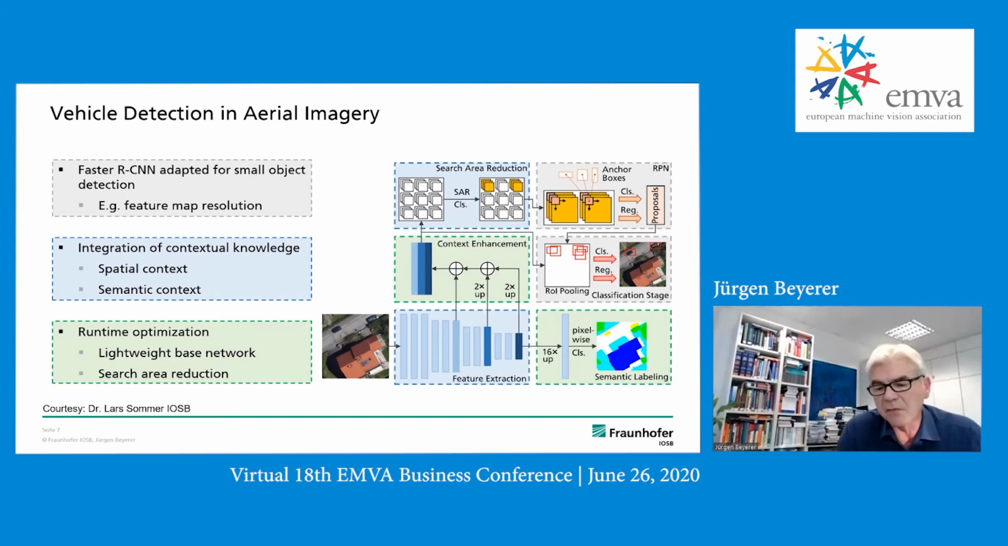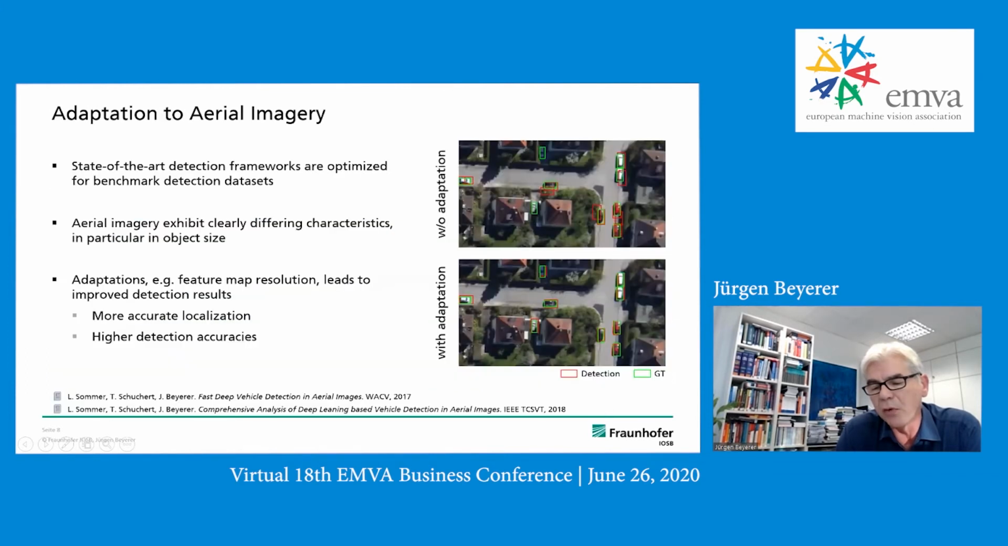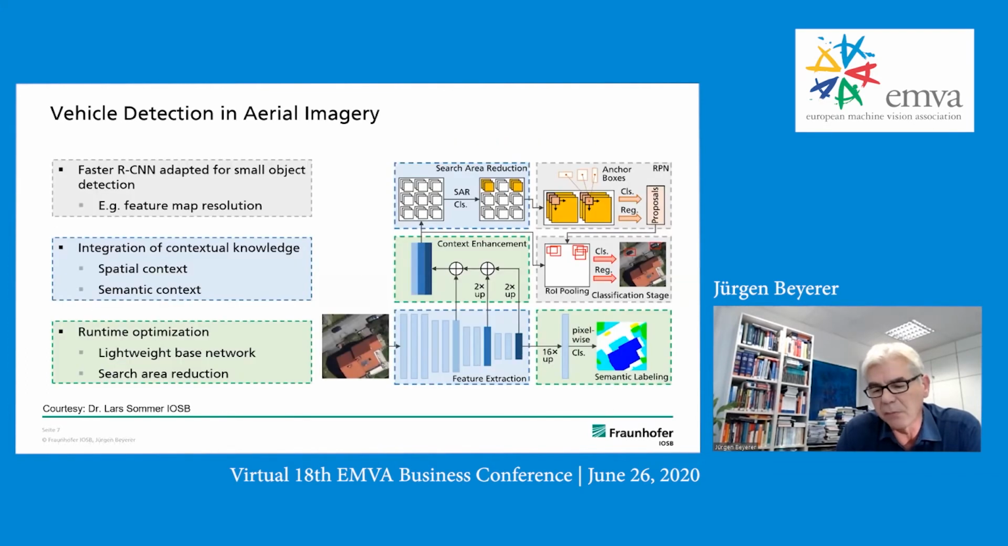And the trick is here that we learn additionally semantic labeling, but we don't use the result of this semantic labeling for the classification. But we learn simultaneously two tasks. We learn the detection and classification task on the one hand, and in parallel the semantic labeling. And we share the layers for the features.